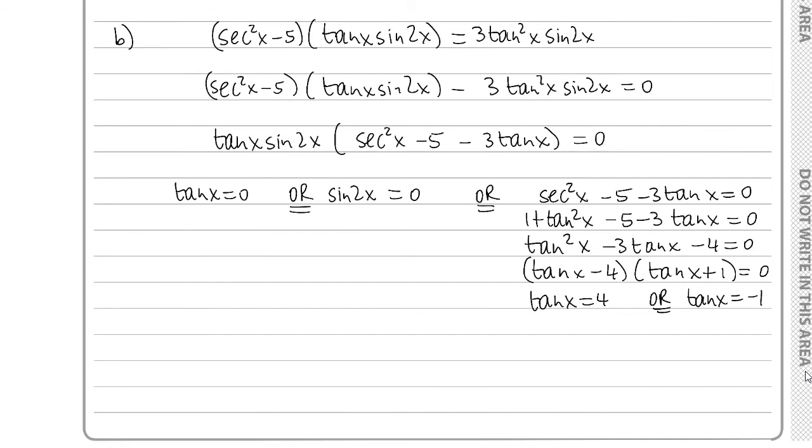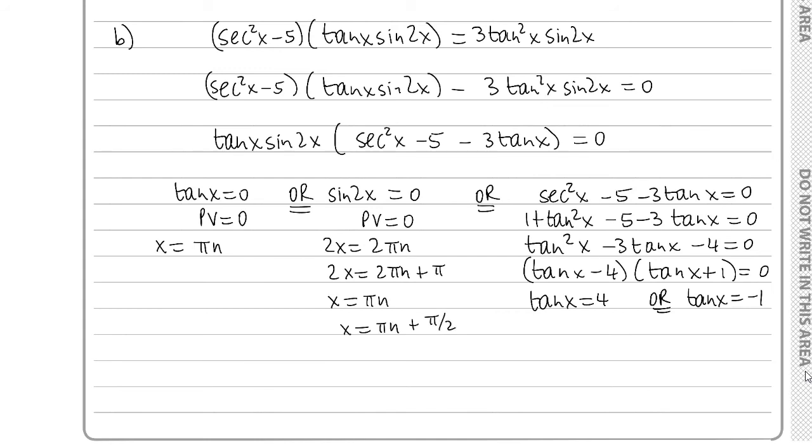We are lucky enough that the range of values is just from minus pi over 2 to pi over 2. So the PV in the first one is 0. So x is just pi n. The PV for sine 2x being 0 is 0. So 2x is 2 pi n, or 2x is 2 pi n plus pi, which upon division by 2 gives me x is pi n and x is pi n plus pi over 2.